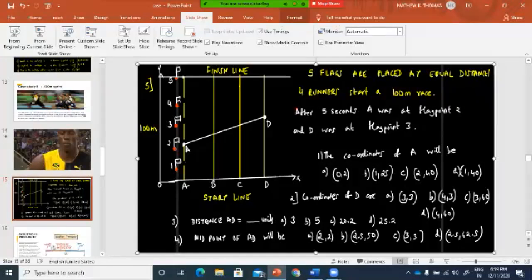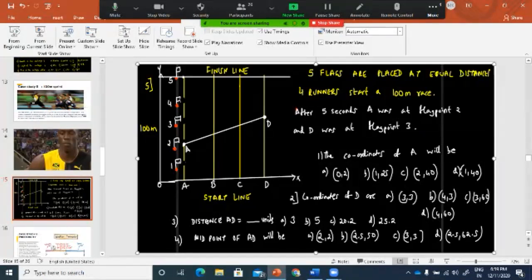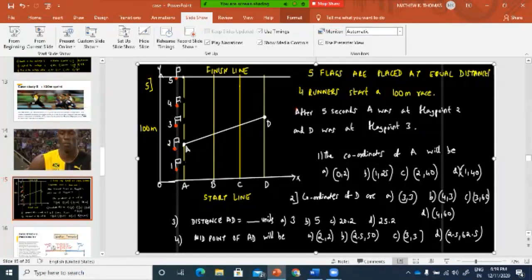So this is the question here. So 20.2, although it's an approximate answer, not exact, but we have to always look for the closest answer, 20.2. Then what is the midpoint of AD? What is the midpoint of AD? I'm going to use which formula? Midpoint formula, right? X1 plus X2 upon 2 and Y1 plus Y2 upon 2.